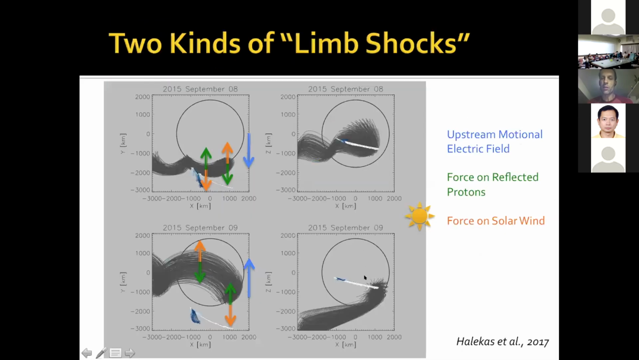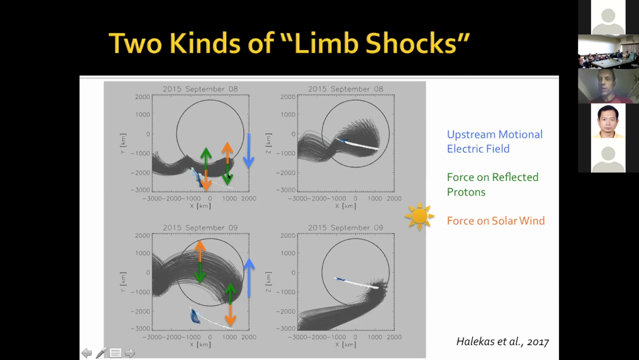So here are some pictures that show what the trajectories look like and show that where we see these features, it's where there is momentum transfer between the reflected protons and the solar wind. The orange and green arrows here represent the forces due to motional electric fields between the reflected ions and the solar wind. The orange arrows are the force on the solar wind. And you can see that here there's an orange arrow that's outward. So the solar wind is being deflected out and forming this compression. And here also this orange arrow is outward. The solar wind is being deflected outward and forming this strong compression here.